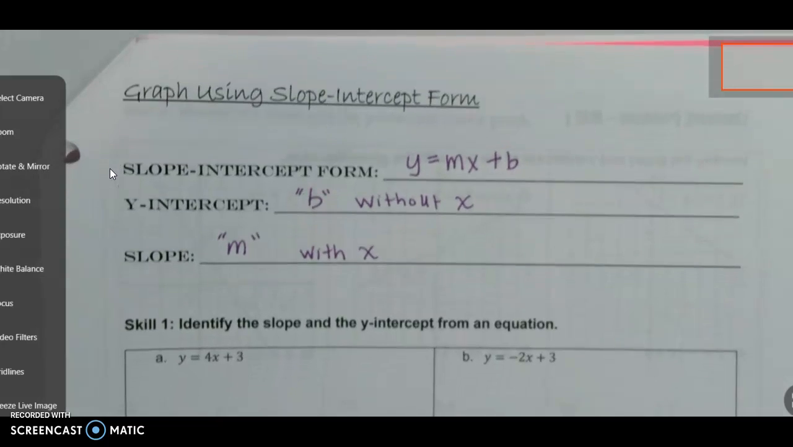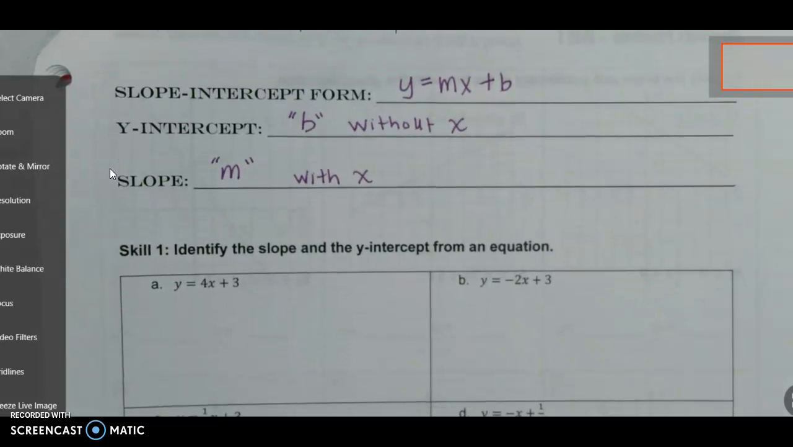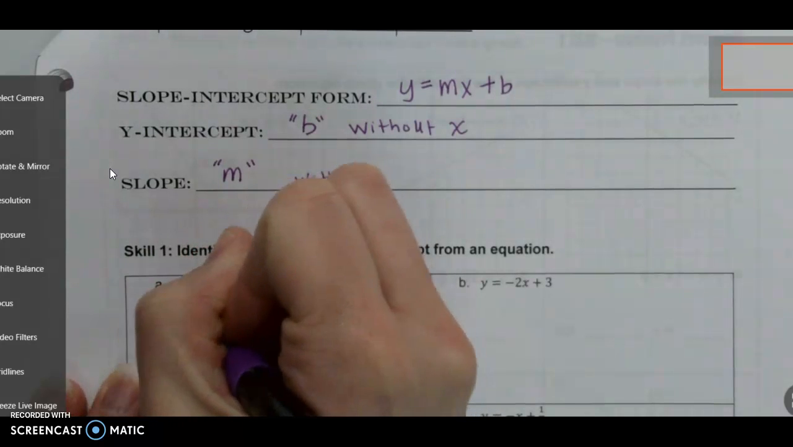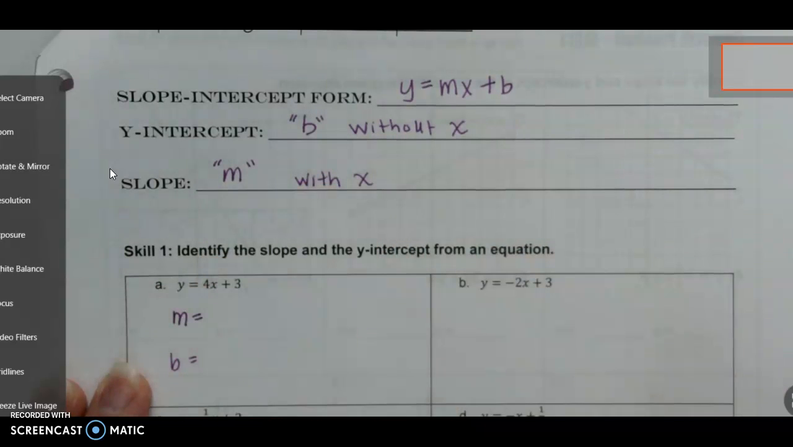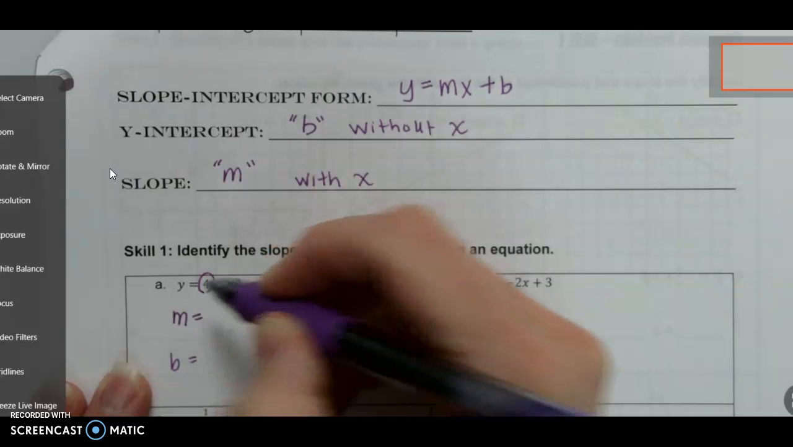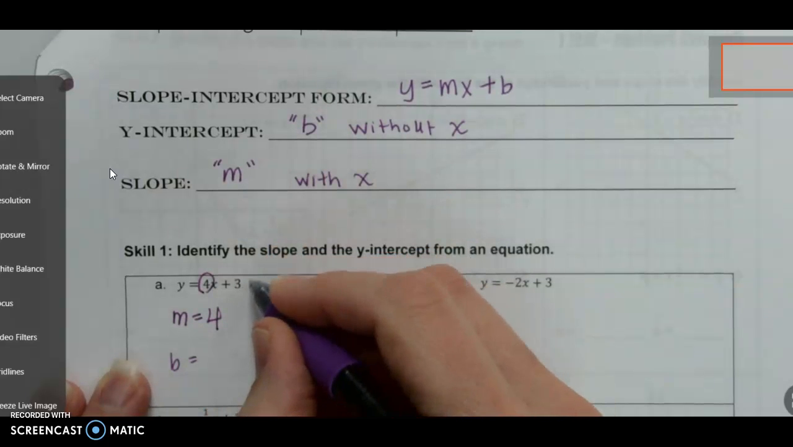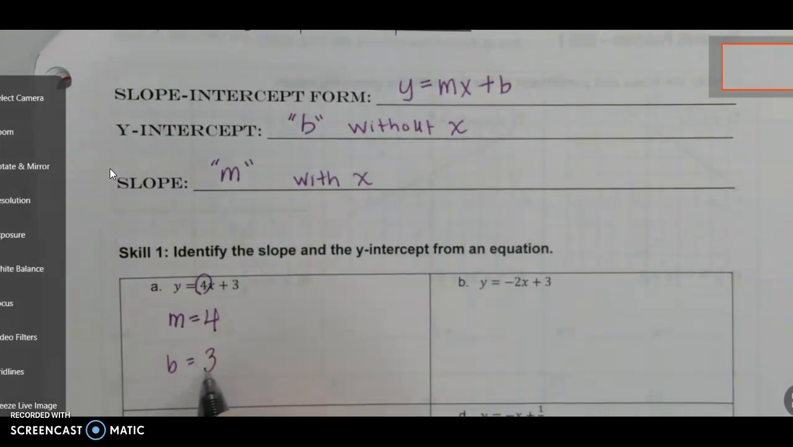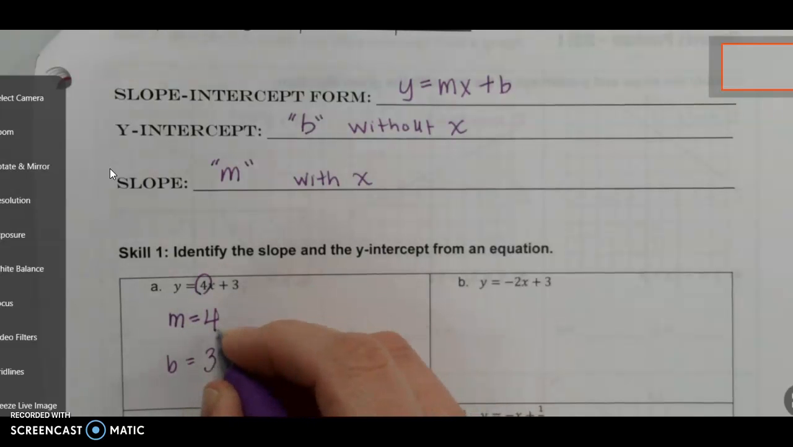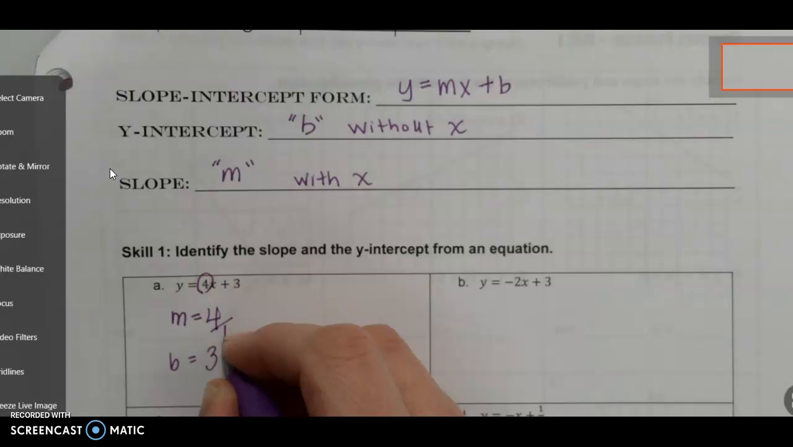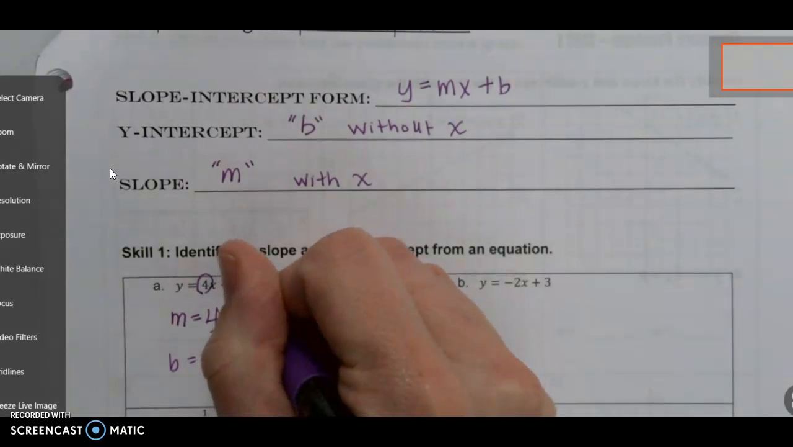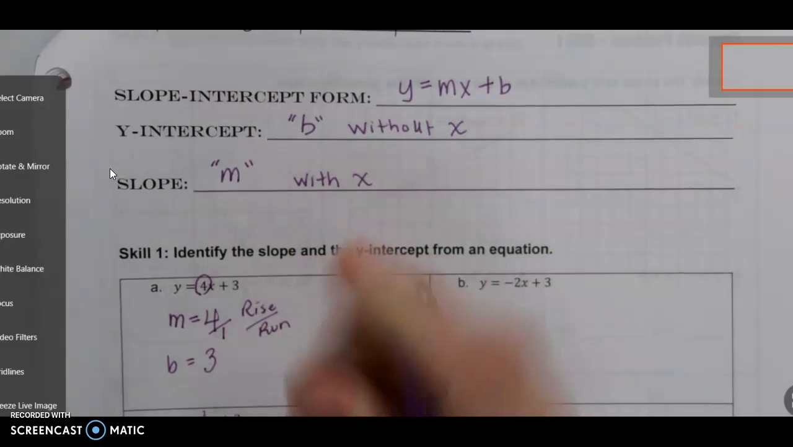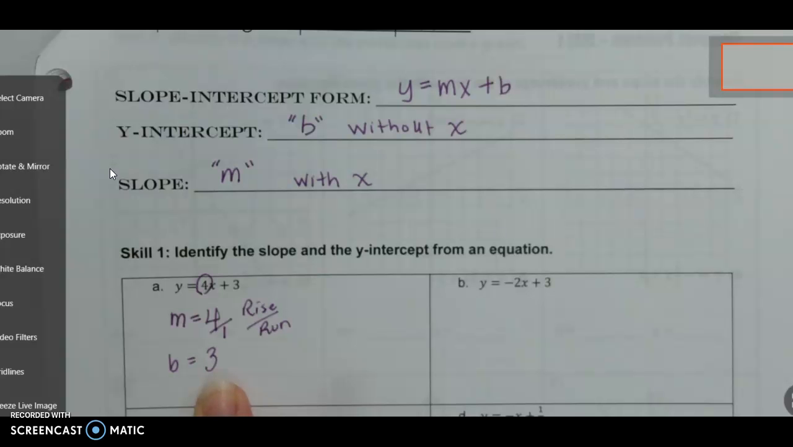Okay, so we're just going to take a minute and we're going to identify the m and the b, the slope and the y-intercept, for each of these equations. So the m is going to be the number with the x, and b is going to be the number without the x. So if we can identify those, it'll help us figure out where to start. The y-intercept is where we're going to start, and the slope is going to be how we get to our next point. So that's going to be 4 over 1. That will be our rise and our run, or our rise and our right. And then this will be where we start on the y-axis.